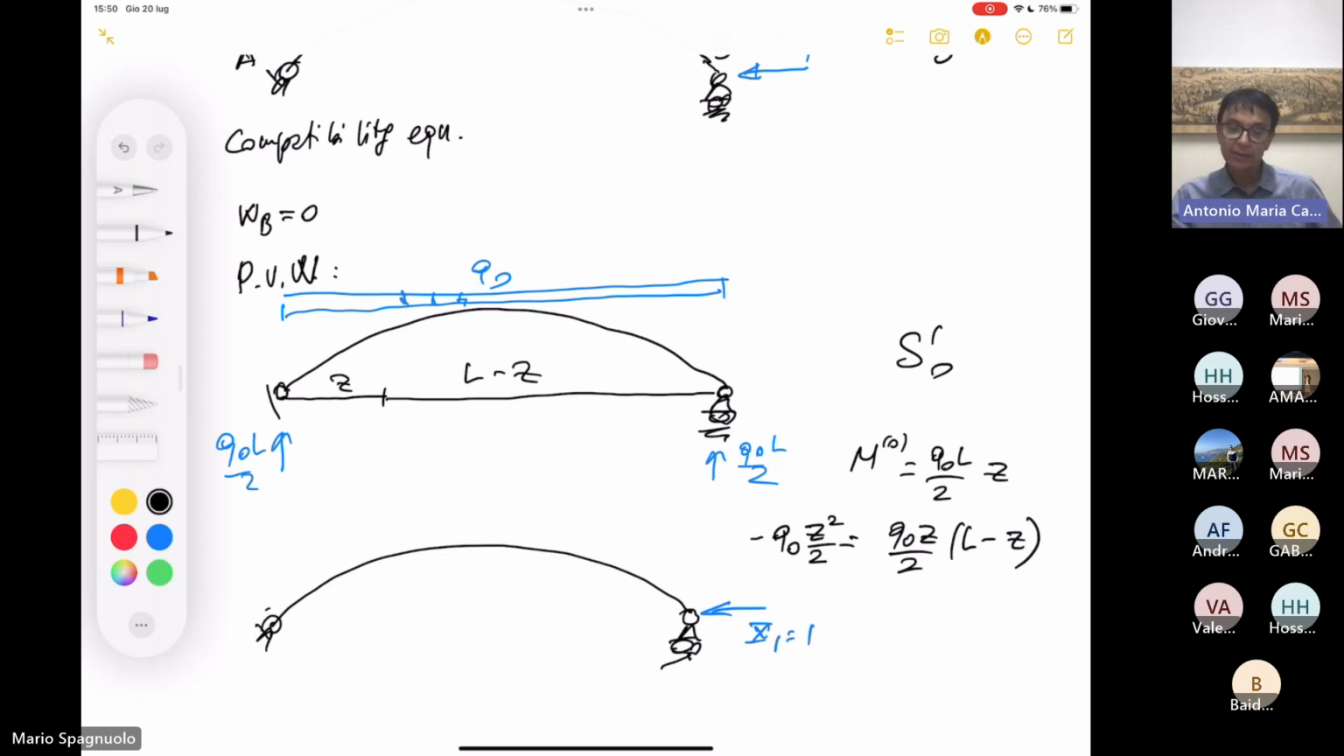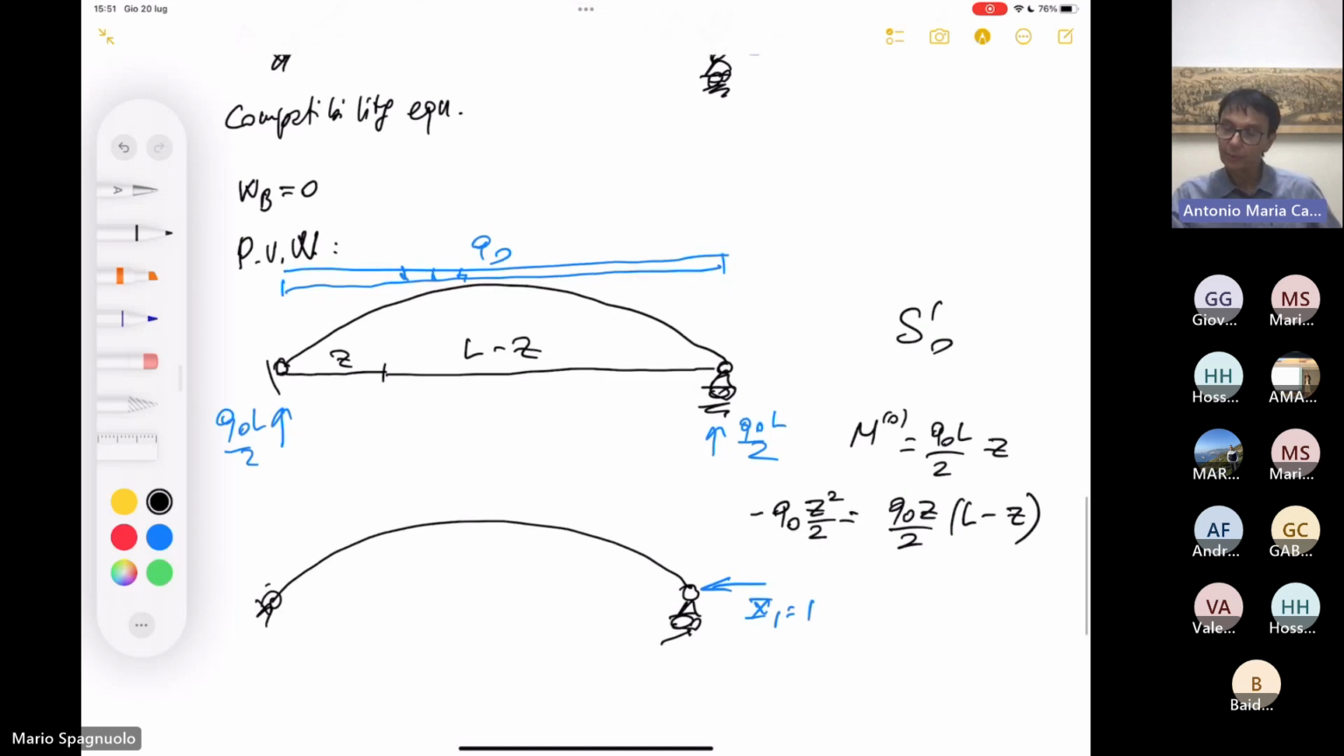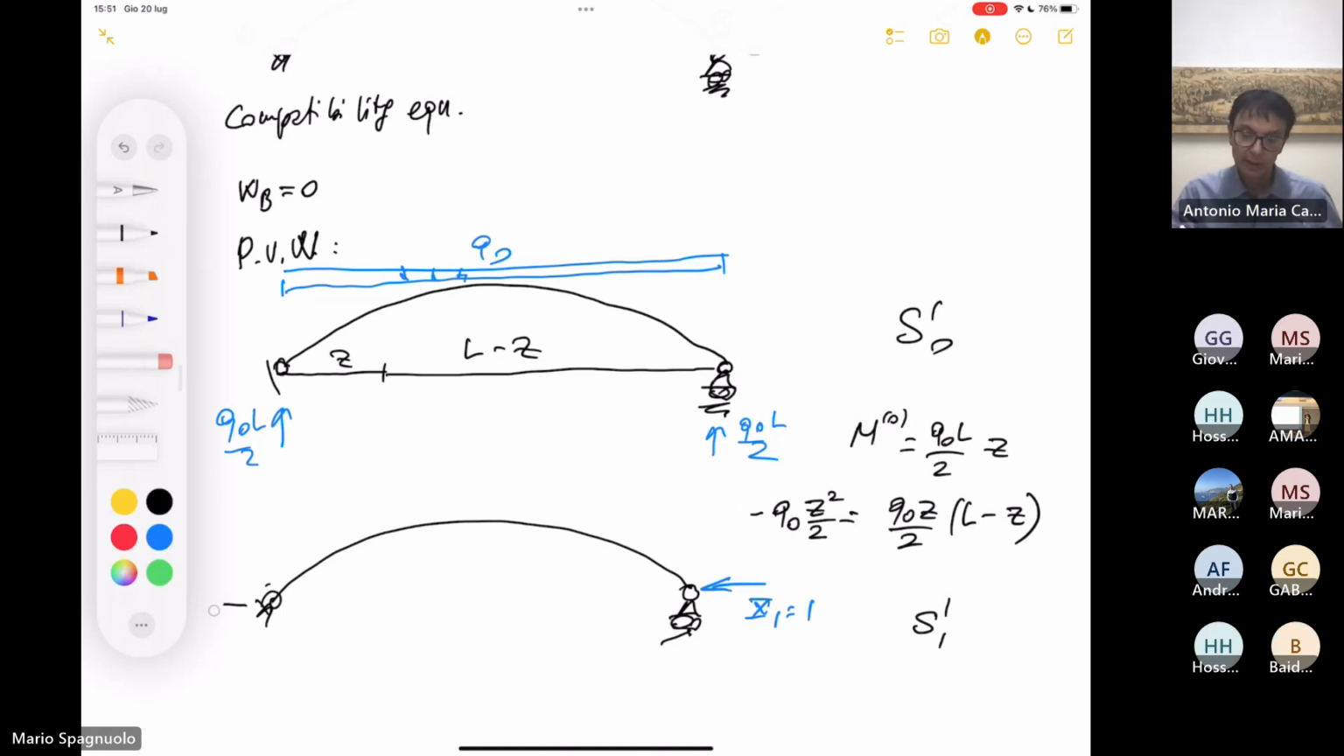While in this other scheme, S prime 1, it's even simpler because there is just a horizontal reaction equal to 1 on the other side. And so we can have here, very simply, since this is the generic section, this is what we call psi.